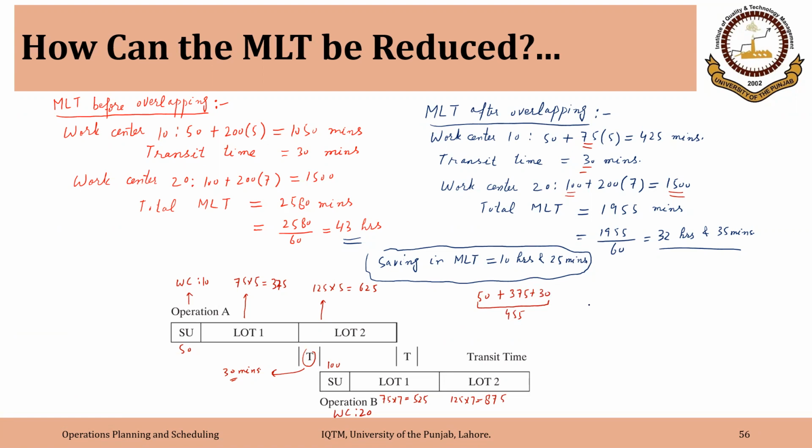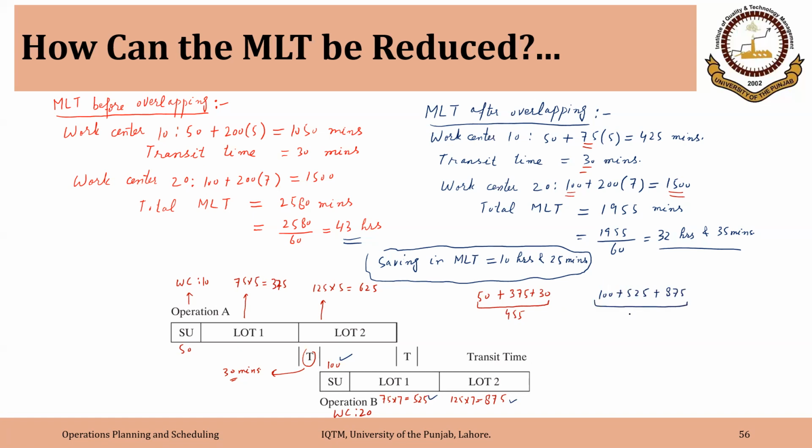Similarly, at work center 20, the time being spent is 100 plus 525 plus 875. So that is equal to 1500. So 100 plus 525 plus 875.